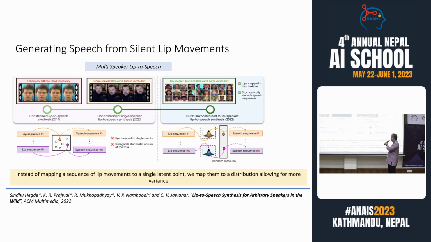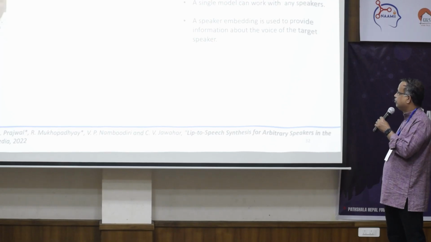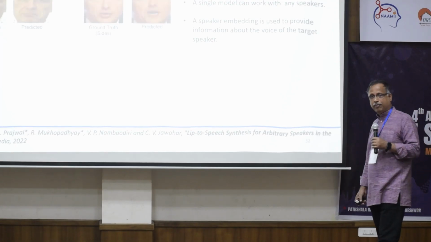So now we have better techniques which ask, can you do this person independent? You can generate speech from the lip movements even if you don't know who this person is. Let me check. It's the same model that works across people.